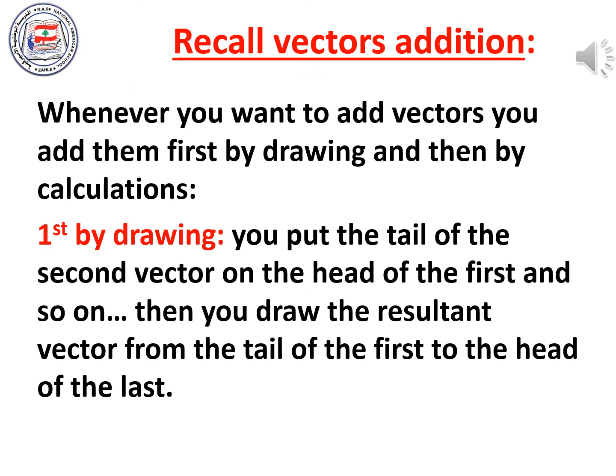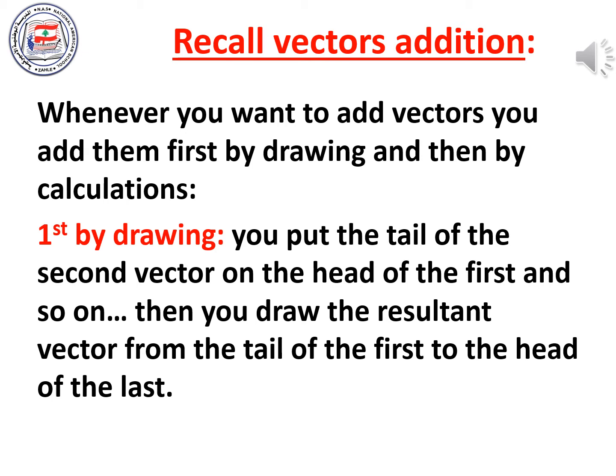So recall vector addition. Whenever you want to add vectors, you add them first by drawing and then by calculation. First, I'm going to talk about the drawing part. In order to add vectors by drawing, you put the tail of the second vector on the head of the first and so on. Then you draw the resultant vector from the tail of the first to the head of the last. So the head is where the arrow is and the tail is where there's no arrow. So you have to remember this rule whenever you are adding vectors by drawing.